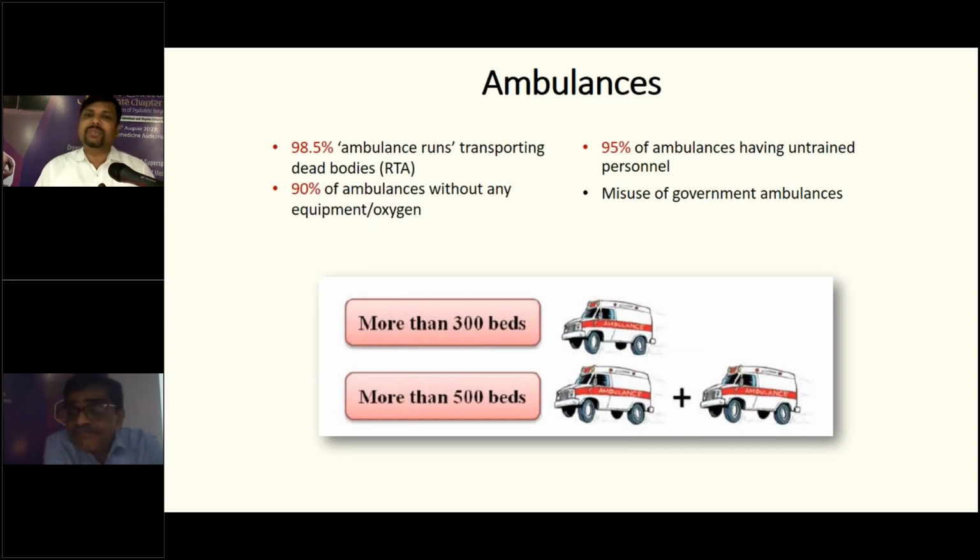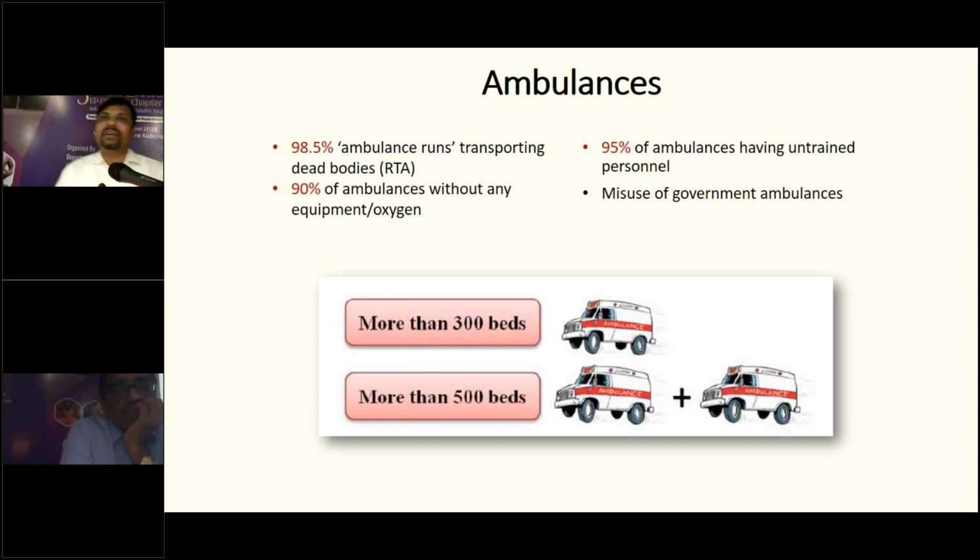The report submitted by AIIMS New Delhi also looked at the operationalization and availability of ambulances in different categories of hospitals across the country. Unfortunately, 98.5% of ambulances were found running with dead bodies of road traffic accidents. 90% of ambulances had no equipment or oxygen cylinder. 95% of ambulances were running without trained personnel, and there was huge misuse of government ambulances.